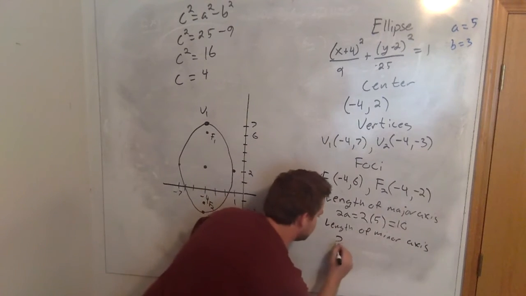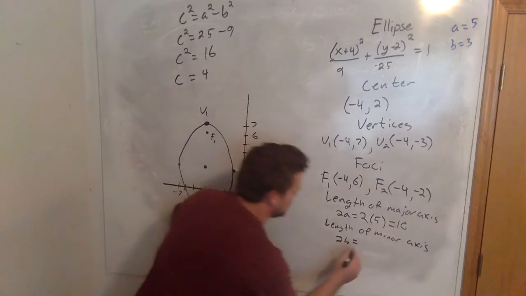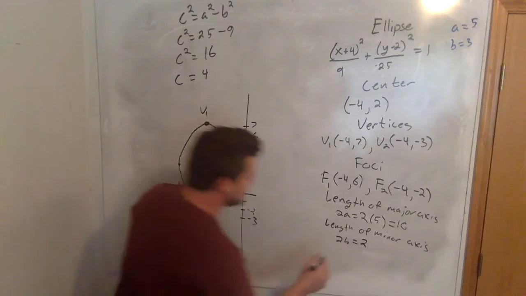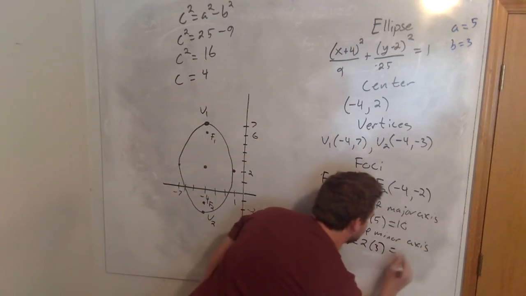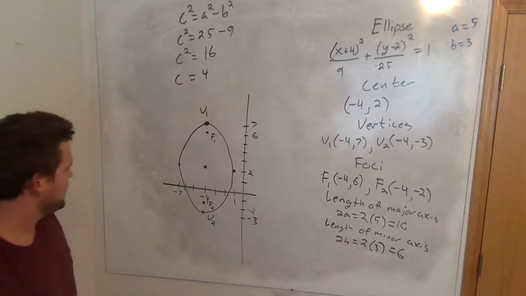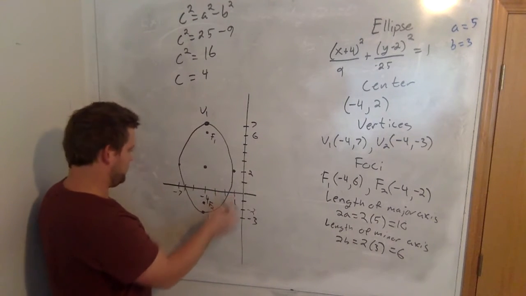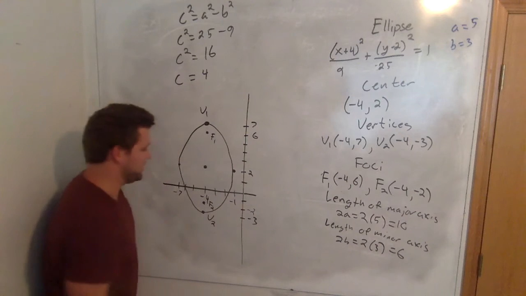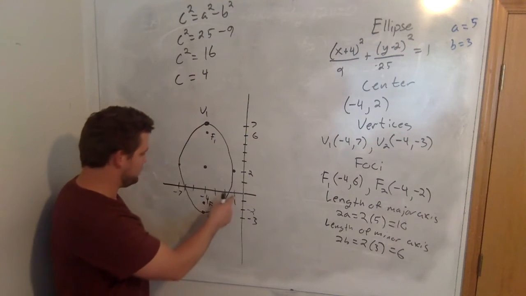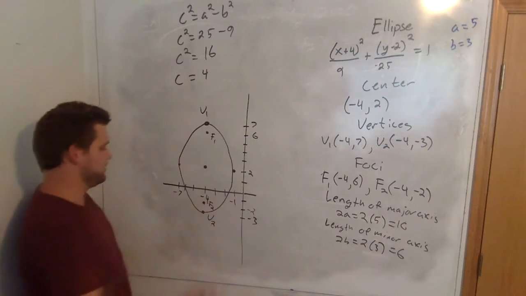Okay, that'll be 2b. Our b was 3, so 2 times 3, that'll be 6. That should make sense. Here's 1, 1. Well, this should be a negative 1. I don't put a 1 here, but a negative 1. So negative 1 to negative 7, this distance here is 6.